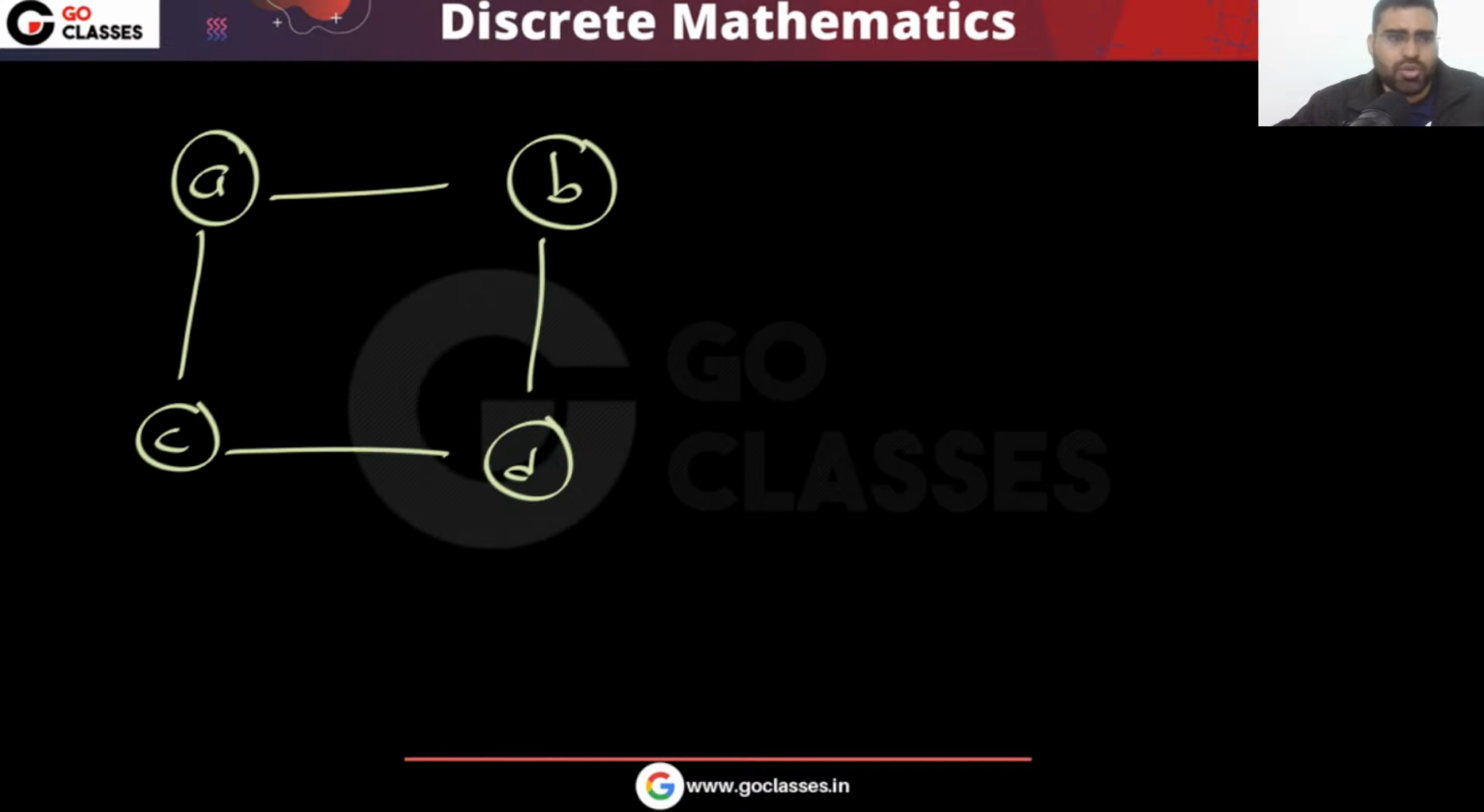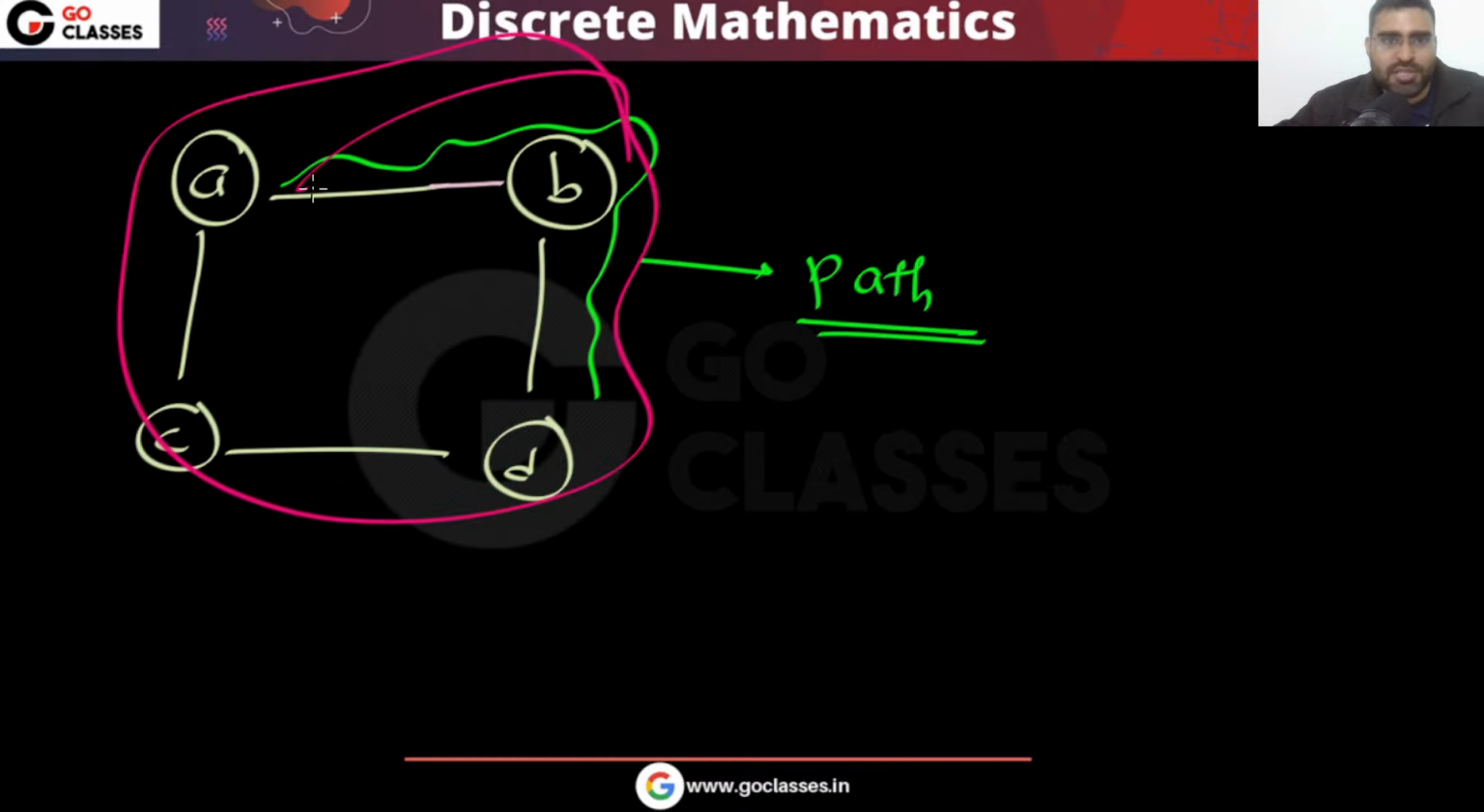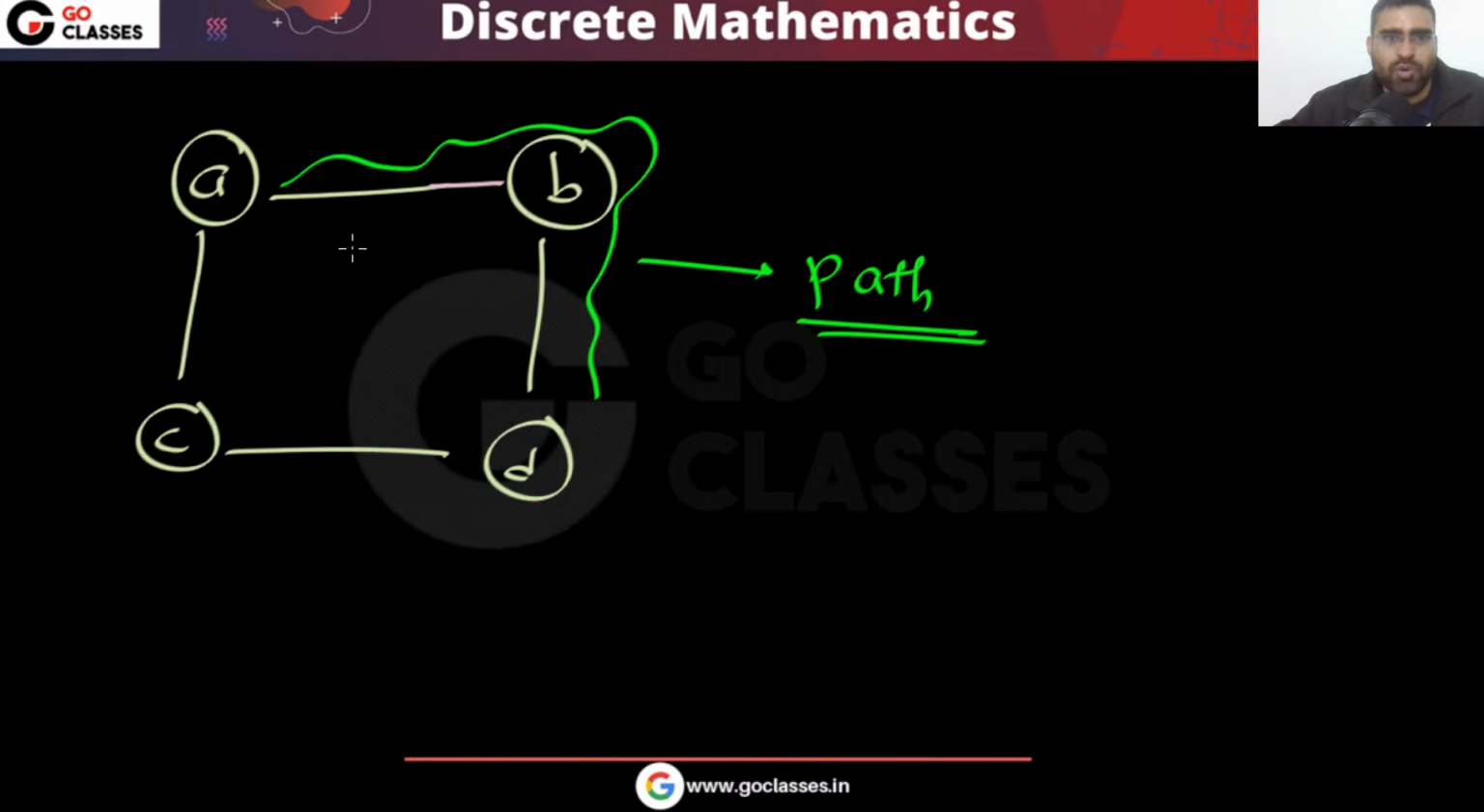In this graph, you can notice that this is a path. If I ask you, what is the path from A to D? What will you say? You will say that this is a path. That's it. You will not say, "Sir, this is a path, sir, this is a path." No, you will just go like this, that's it. This is your path. So in a path, vertex edges do not repeat.